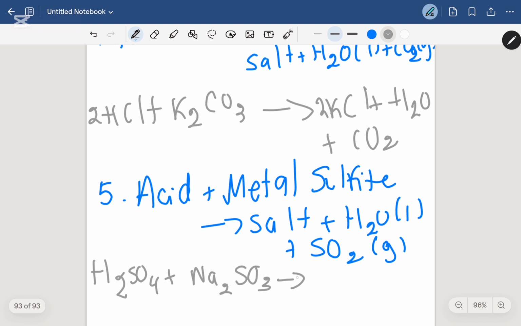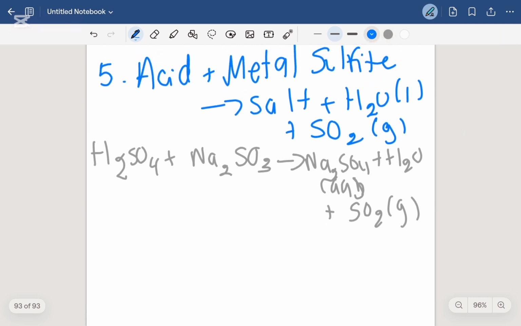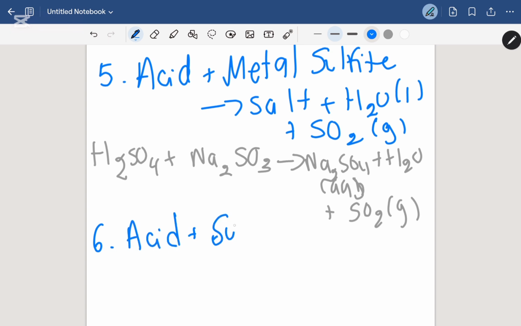What will our salt be? Our salt will be Na2SO4. Of course, this one is aqueous. Okay. In addition to water, H2O liquid, and SO2 gas. Now, if we look at it, we are gonna see that it is balanced. Since it is balanced, we move on to the next criteria, which sounds similar but is different. It is number 6, an acid plus a sulfide. So it's not a metal sulfide, it is acid plus sulfide.